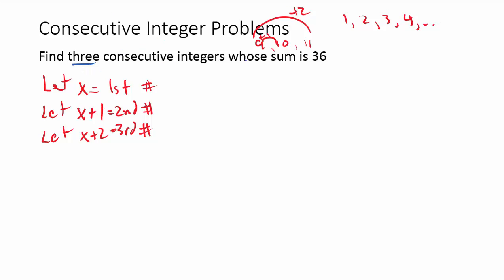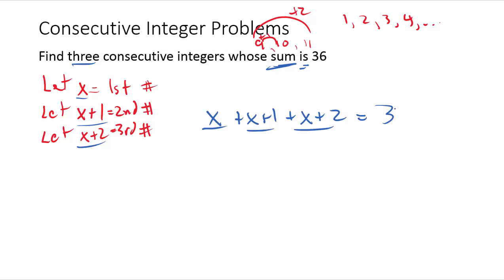So I need a sum that is equal to 36. And the sum is just going to be adding up these 3 numbers. So let's set up the equation here. The first number, which I said was x, plus the second number, which I said is 1 bigger than x, plus the third number, which I said was 2 bigger than x, has to be equal to that sum, which is 36. Sum just means to add all these 3 things up. I added these 3 expressions up to help represent the sum of these 3 consecutive integers.